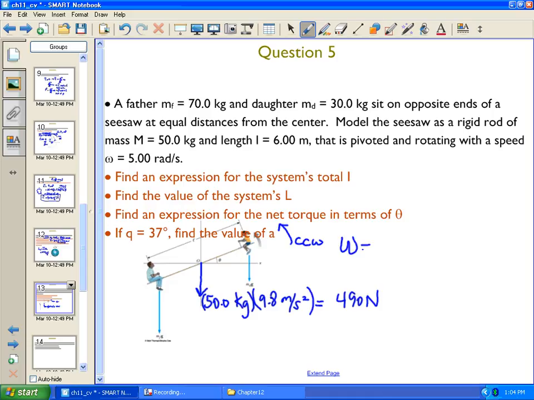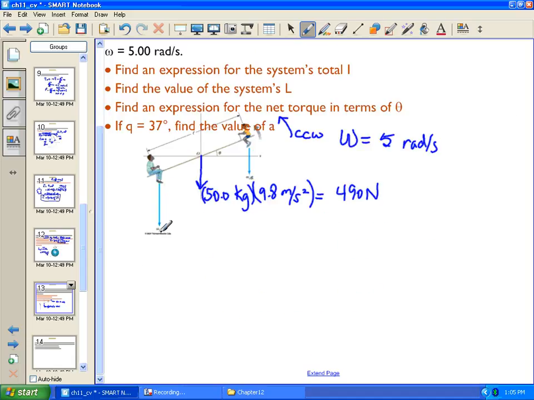Okay, well, this board is rotating in this direction, which is shown to be counterclockwise, and we're told that the speed of rotation is 5 radians per second. The question is, determine the total moment of inertia of the system. What is the system? The father, the board, the daughter. Okay, each will have a moment of inertia, and the rotation is about the center of the board. Well, we're going to take the father's moment of inertia to be m_f, the mass of the father, times his position relative to the axis of rotation, which is L over 2.